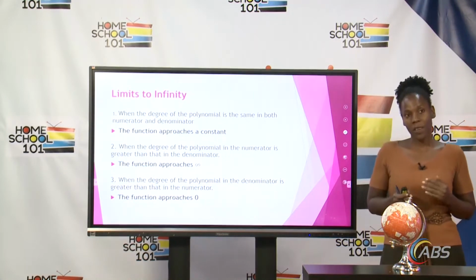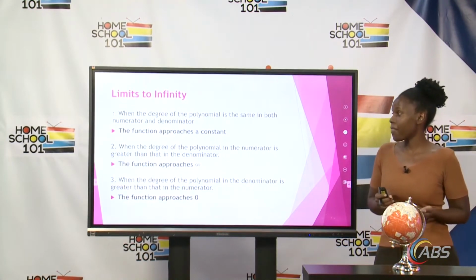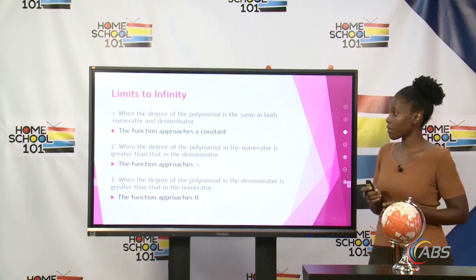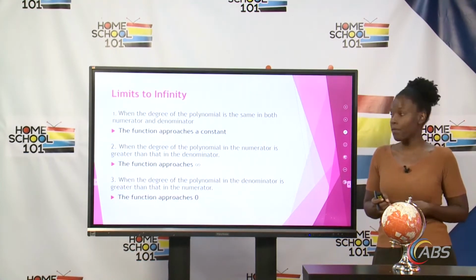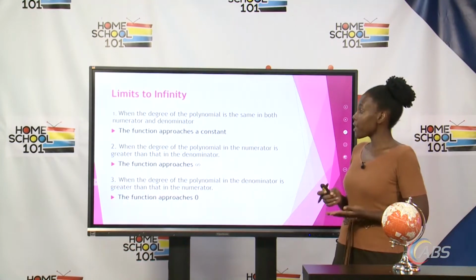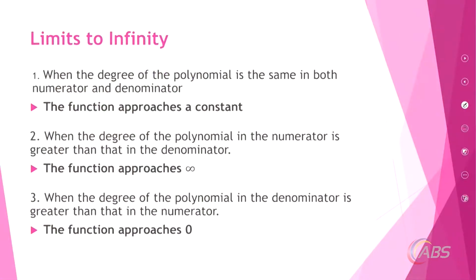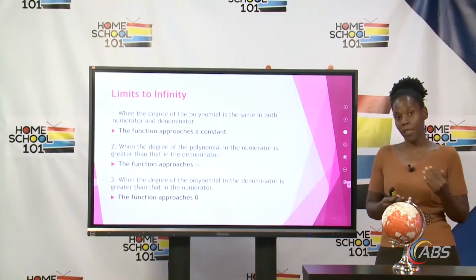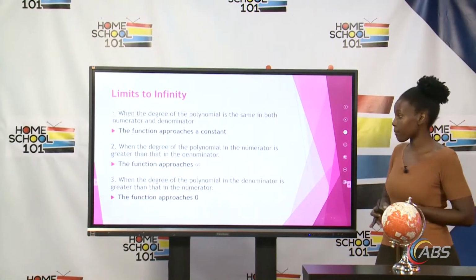So we can also evaluate limits to infinity. There are 3 possible outcomes when we're looking at limits to infinity. When the degree of the polynomial is the same in both the numerator and denominator, the function approaches a constant. The degree of the polynomial speaks to the highest power to which the variable is raised. So once the power in the numerator and the denominator is the same, then we would end up with a constant when we approach that limit.